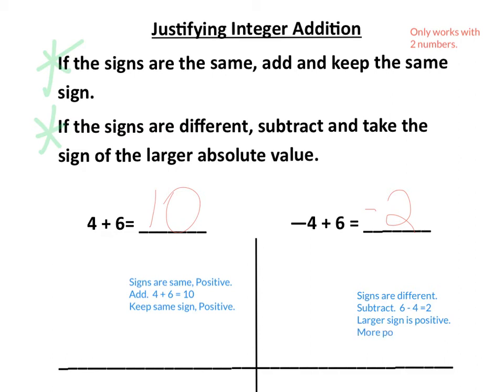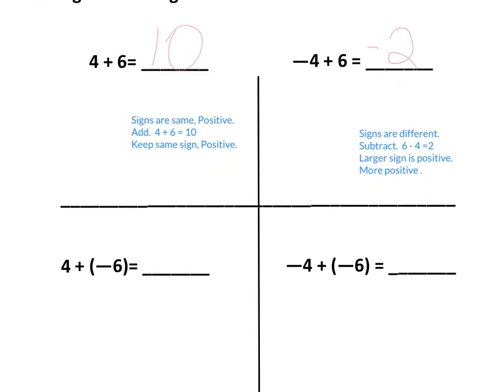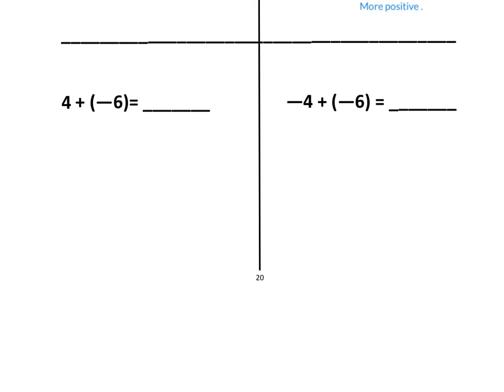If you prefer to think of it instead of larger sign is positive, you can think of it as more positive, that's fine. Both of them mean the same thing, and get the idea across that you understand that it has to be positive because there's more positive. The larger absolute value is positive. Let's go down to the next two examples.